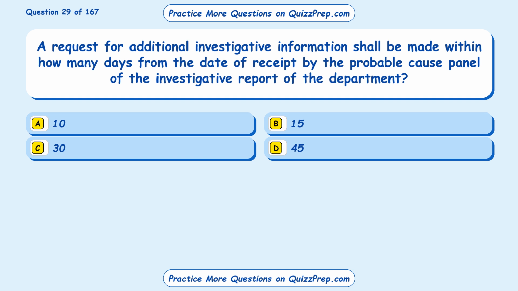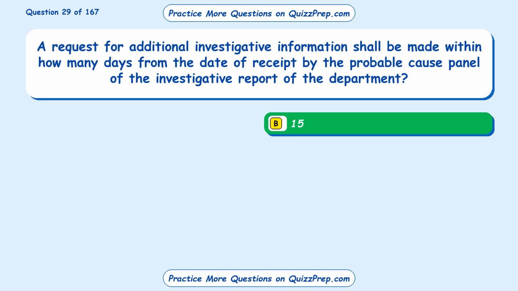Question 29. A request for additional investigative information shall be made within how many days from the date of receipt by the probable cause panel of the investigative report of the department? Option A, 10. Option B, 15. Option C, 30. Option D, 45. The correct answer is option B, 15.